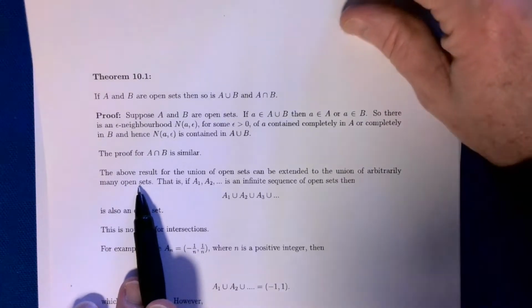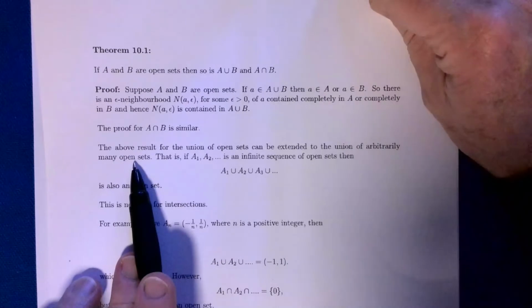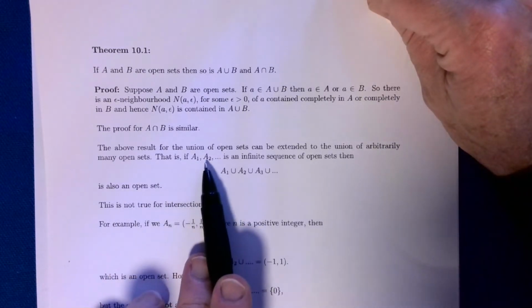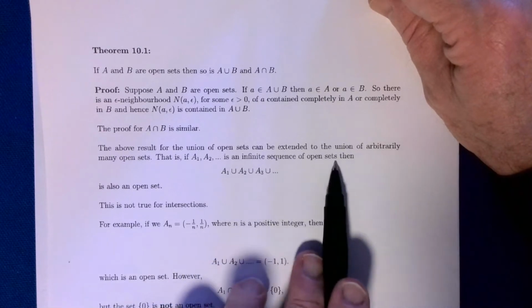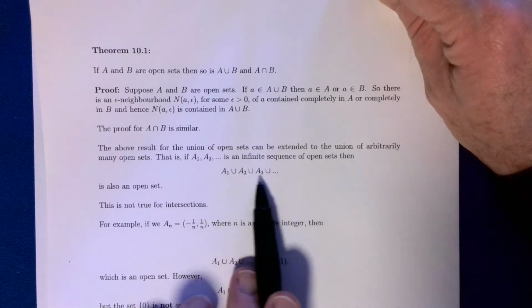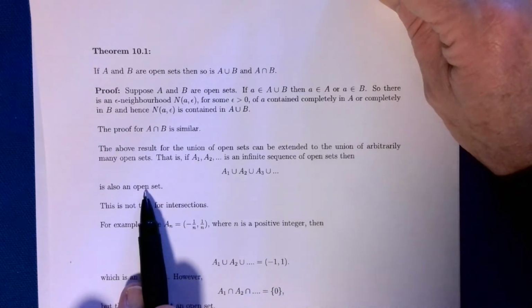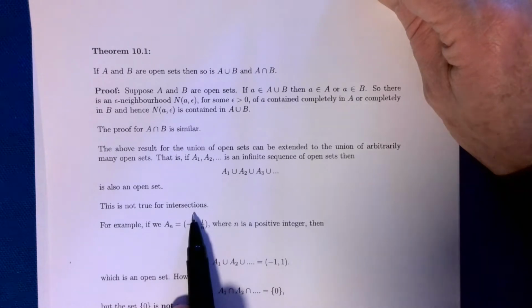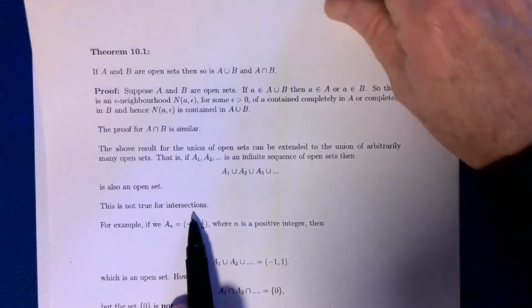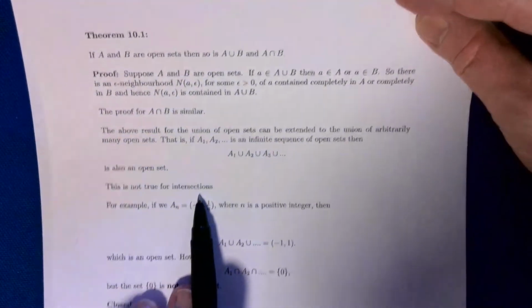And this is an important idea when we come to defining, a bit later, topological spaces. That is, if A1, A2, etc. forever is an infinite sequence of open sets, then the union of all of these is also an open set. Now this is not true for intersections. And so I've done a nice example here just to show you the difference between the two.